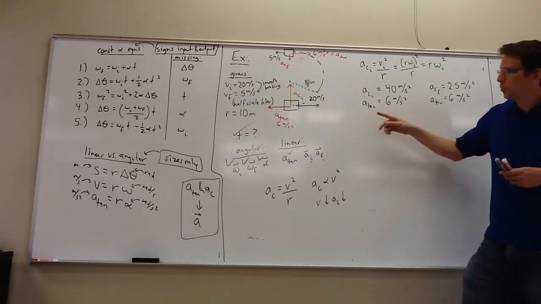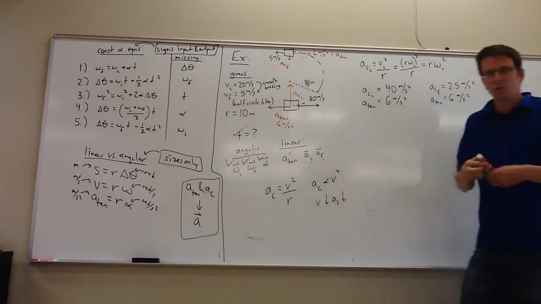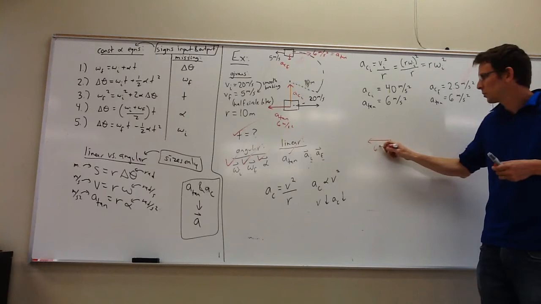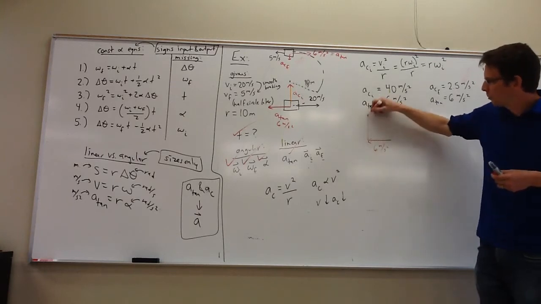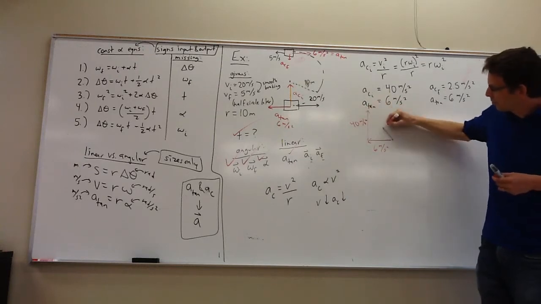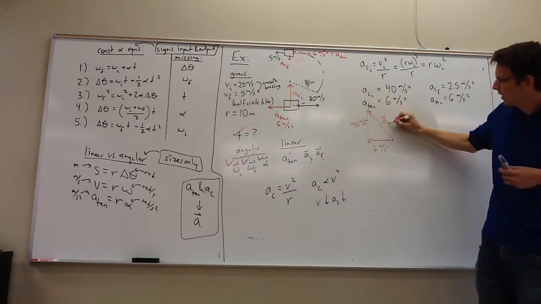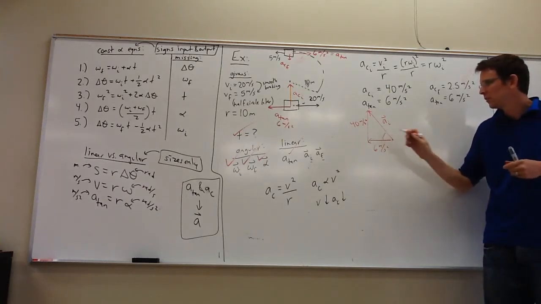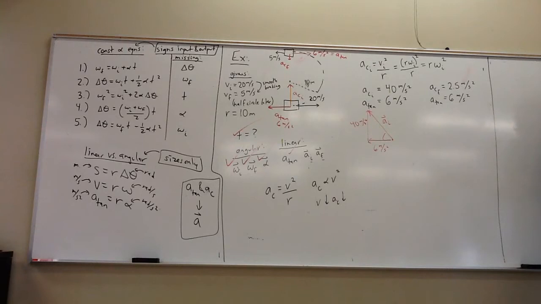Let me do the initial point, this and this. What do you do? You place them head to tail, right? So I have my 6 meters per second squared. I place it head to tail with my substantial 40 meters per second squared. And here is my total acceleration, A initial. Okay, so how do I get the magnitude or size of A initial? Pythagorean theorem. How do I get the angle? Tangent or inverse tangent, right?